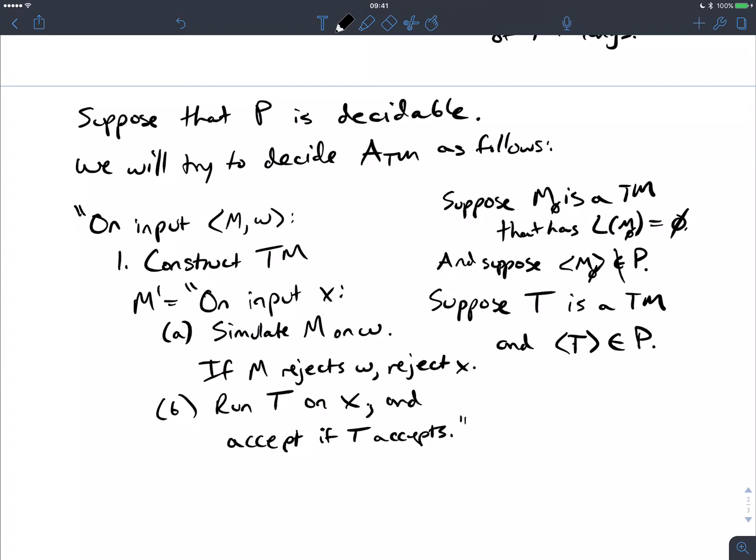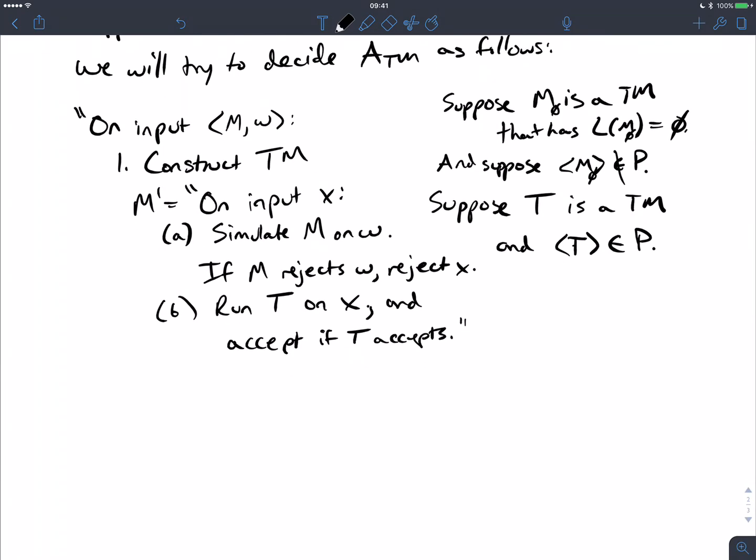So if T runs forever on X or rejects it, it doesn't matter. It'll only accept the strings that it actually does accept. So its language is only the strings that it accepts. So it behaves exactly like how T would on any input. I'll go over this once we finish it up.